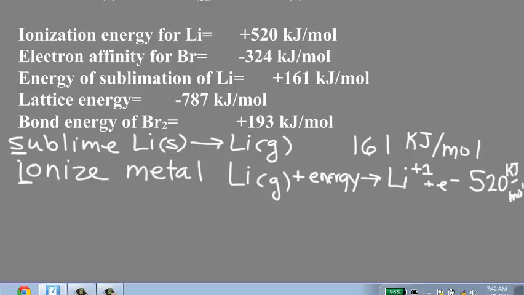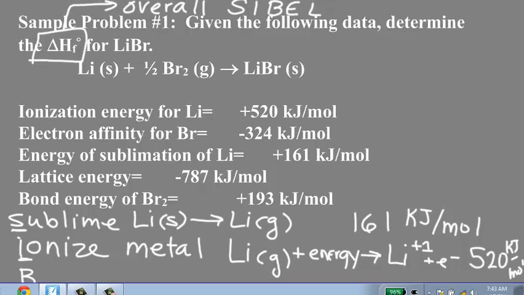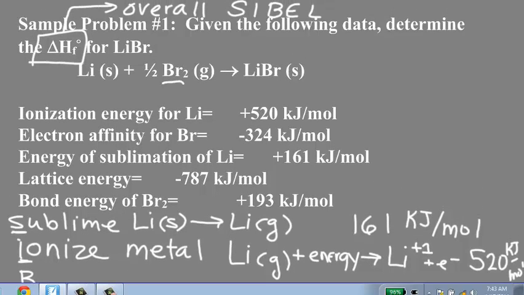Okay? I really want you to write all this out. I don't want you to just write down the numbers. I want you to understand where it's coming from. Next thing we have to do, our B, is break our bond, if necessary, between our non-metal. B is for bond. So in our equation up here, this is diatomic. So really this is Br bonded to Br.